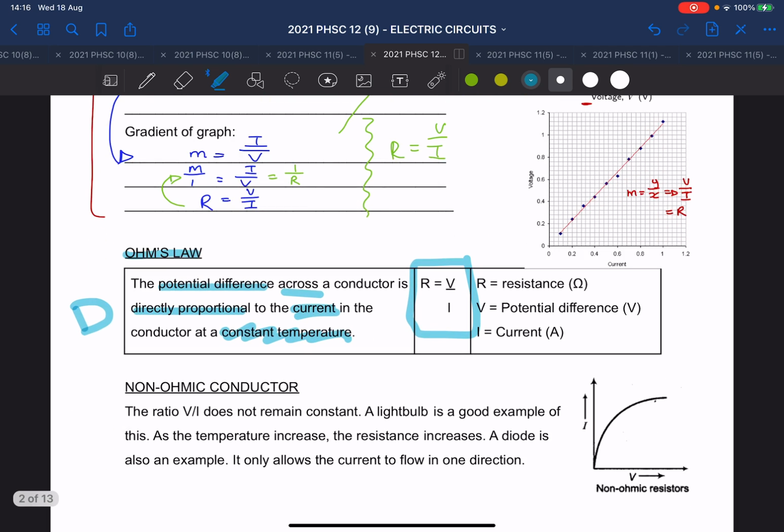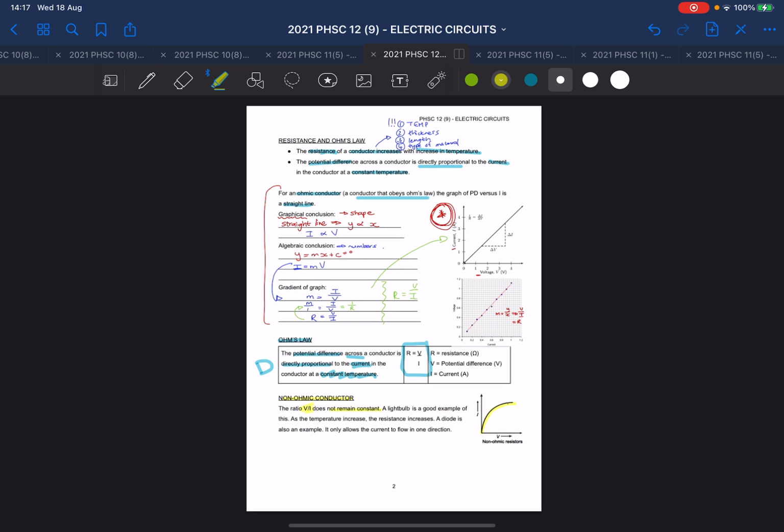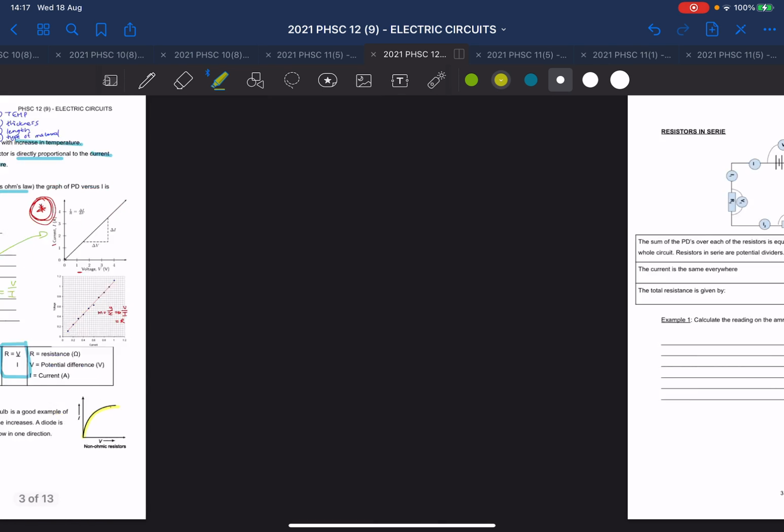Then you also get a non-ohmic conductor. It does not obey Ohm's law, or the ratio is not constant, so it makes a curve like that. The resistance doesn't remain constant, the temperature doesn't remain constant. That is not necessarily a bad thing, like a heater or an oven or a kettle is a non-ohmic conductor because it heats up. Okay, right. So that is just a revision of Ohm's law. We're going to do a question on that a bit later on.